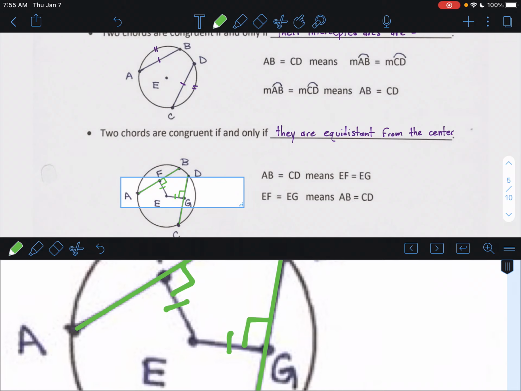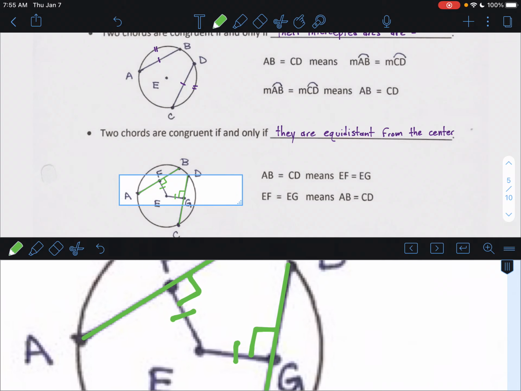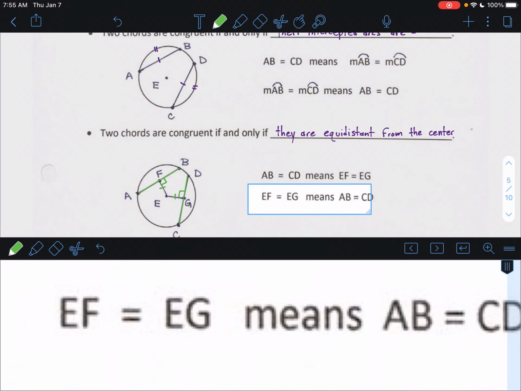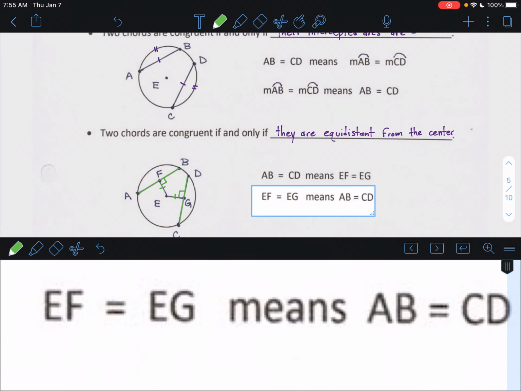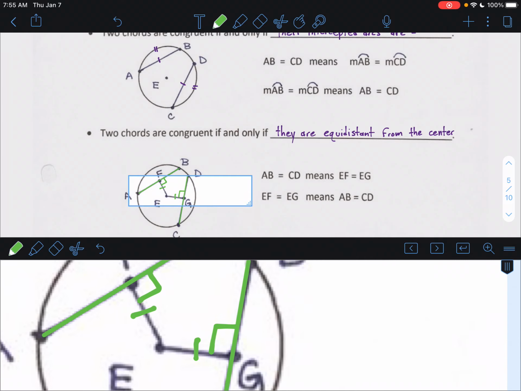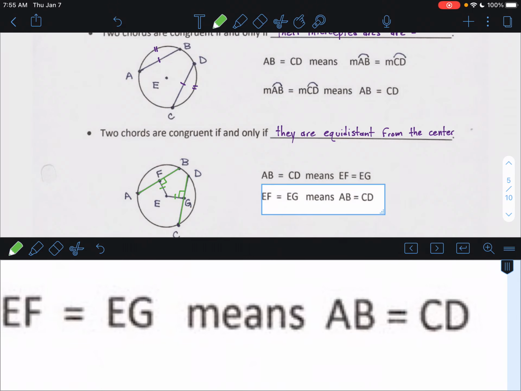So we know that it's going to form these right angles when we draw the line from the center of the circle to the midpoint of the chord. And then our other statement is that if EF equals EG, my bad, that means AB equals CD.